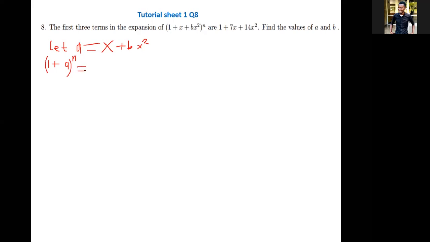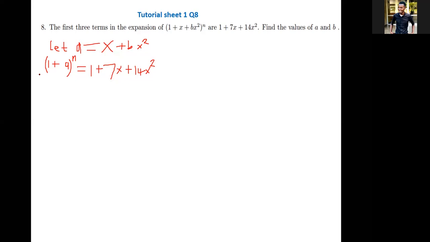Then this is equal to, so the question is saying that when I expand this, I'm supposed to get 1 plus 7x plus 14x squared. So this is equal to 1 plus 7x plus 14x squared. This is what I'm supposed to get after expanding that. And then the question is asking me to find the value of A and the value of B. So now we can expand this part. So how do I expand this part?